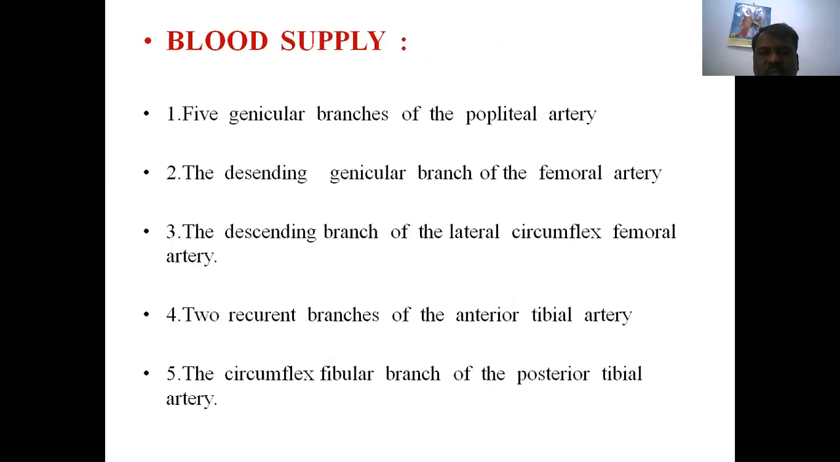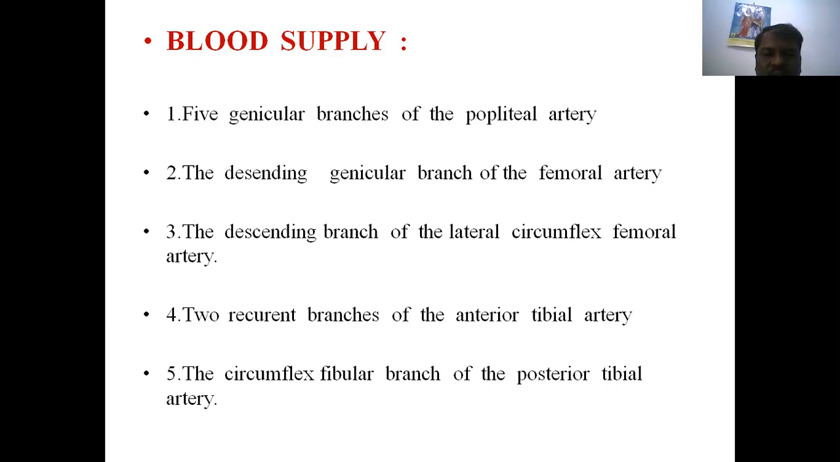First, we will discuss the blood supply. The blood supply is mainly from the popliteal artery. It is a continuation of the femoral artery, passing through the adductor canal, through the osteoaponeurotic fascia. It enters the popliteal fossa as the popliteal artery. This popliteal artery gives five genicular branches.